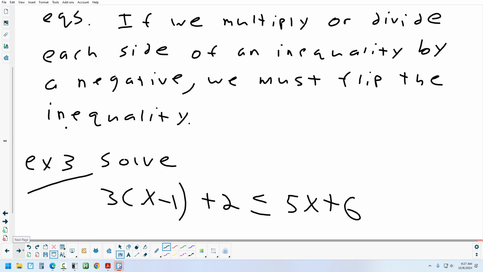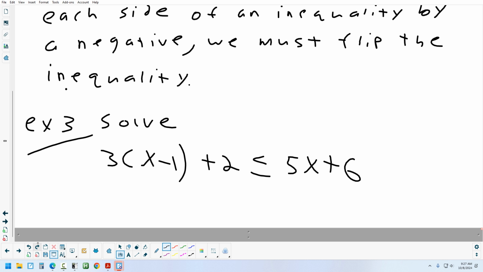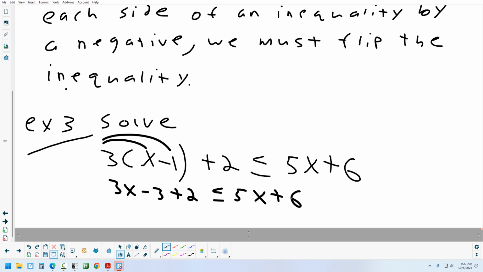So let's see if we can solve that. 3(x - 1) + 2 ≤ 5x + 6. Okay, Shane, what would be my first step on the left side? Distribute. Yep, and what are we distributing? The 3 into the x minus 1. Yep, so it's going to give me 3x - 3 + 2. Okay, so that's our distributing.